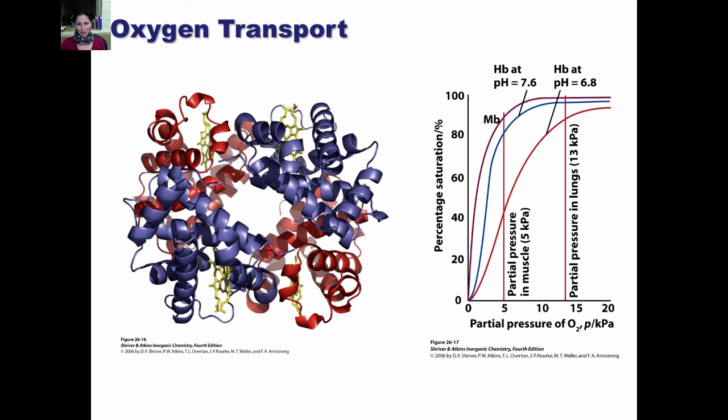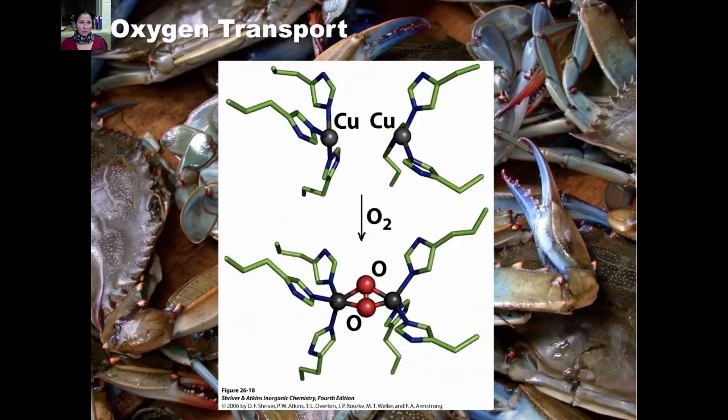Hemoglobin and myoglobin are the oxygen transport molecules in mammals. In arthropods and mollusks, we have copper binding centers as the oxygen carriers. So this is hemocyanin, or the binding center in hemocyanin, which again is in these blue crabs, or crabs and mollusks. And basically a dioxygen molecule will fit right between those two copper ions, and it will bind to copper, and then it can be released.